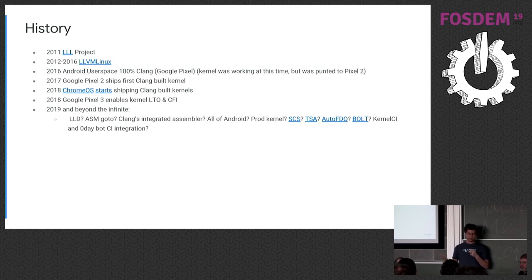Then 2018 Chrome OS. I have two links in there. The first one, I think in March, is when they started flipping it on for their various LTS kernels. And then by October, they flipped it to be the default compiler. So all kernels going forward for Chrome OS are built with Clang as well. In 2018, for Pixel 3, we got LTO working in the kernel and then control flow integrity analysis up and running. That CFI helps with trying to prevent ROP chains in the kernel.